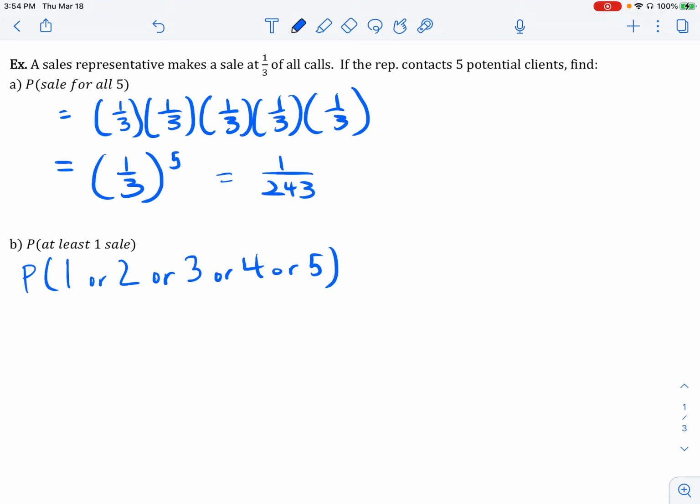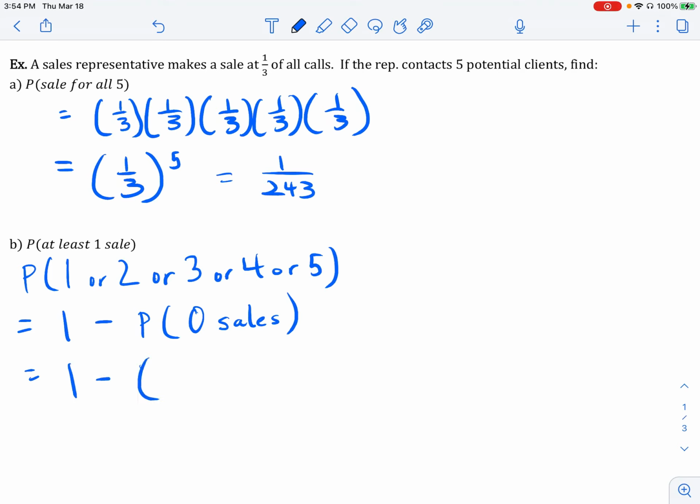We can leverage the idea of a complement here, because it might just be easier to find the probability that this sales rep will make 0 sales, and just subtract that from 1. In other words, subtract that from 100%. That's the complement. So what is the probability that this person doesn't make any sales?